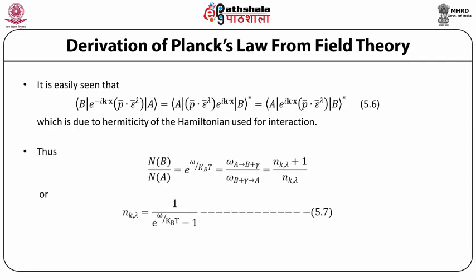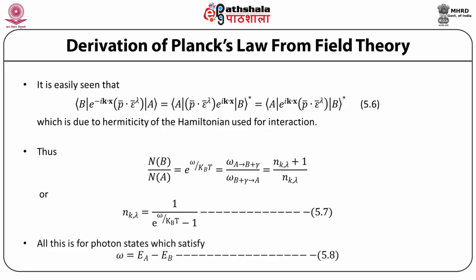So using this relation, the number in the state B divided by the number in state A, which is exponential omega by kBt, becomes equal to n k lambda plus 1 divided by n k lambda. Or n k lambda has a very interesting expression, 1 divided by exponential omega by kBt minus 1. This is equation 5.7. All this is for the photon states which satisfy omega equal to Ea minus Eb.